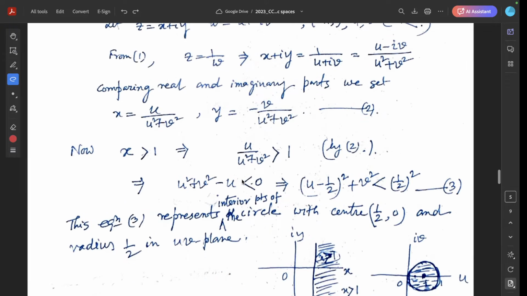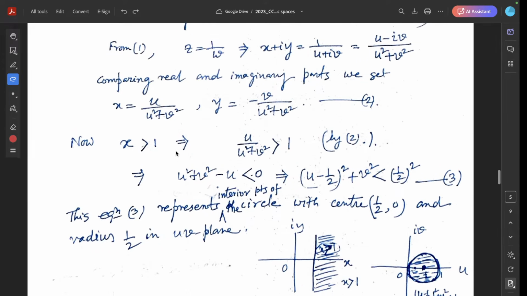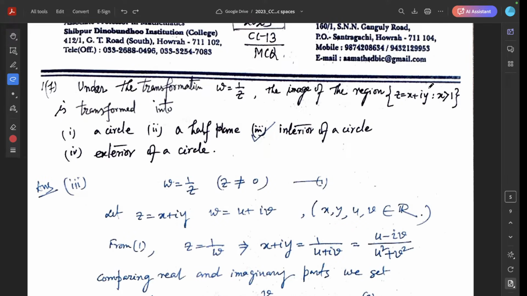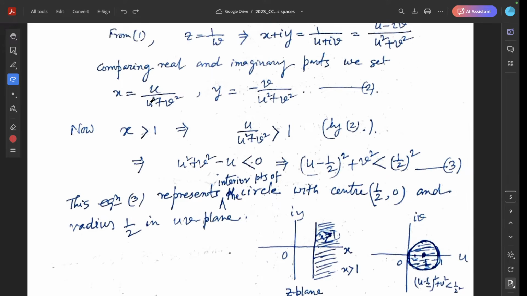Comparing real and imaginary parts on both sides, I will get X equal to U by U square plus V square and Y equal to minus V by U square plus V square. Now it is given that X greater than 1. So when X greater than 1, obviously U by U square plus V square greater than 1. So after simplification, we get U minus half whole square plus V square less than half square.